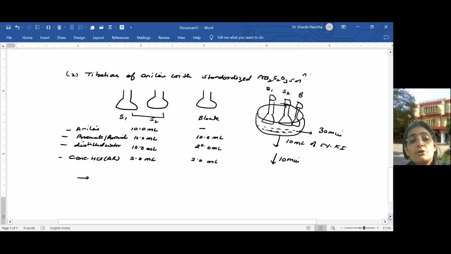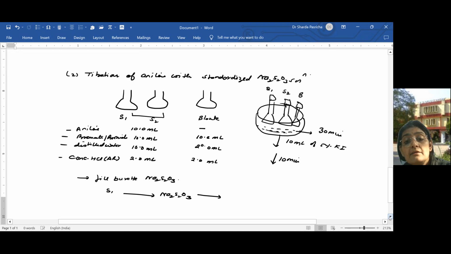After that, you fill your burette with sodium thiosulfate solution. Again, start with sample 1. Start adding sodium thiosulfate till the solution is pale yellow in color. Add 5 to 6 drops of starch. The amount of starch should remain the same in all the titrations. Immediately you will get that blue-black color. Shake and then continue addition of sodium thiosulfate until you get a colorless solution. That is your end point.